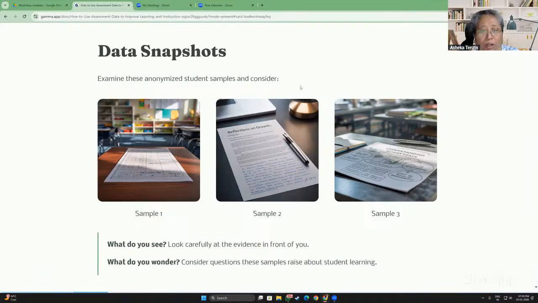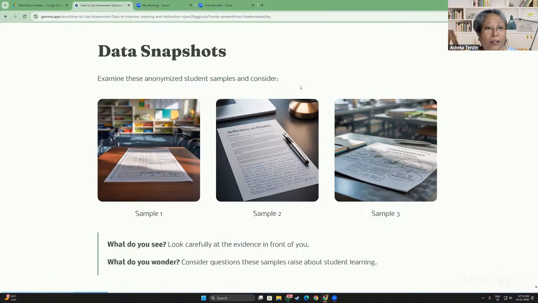Can you tell me what you see in these 3 samples? And what do you wonder? When you look at these samples, what questions are raised about student learning? Anyone? Or if you want to put it in the chat, you can type it, or if you want to unmute yourself and talk about it, you are most welcome.